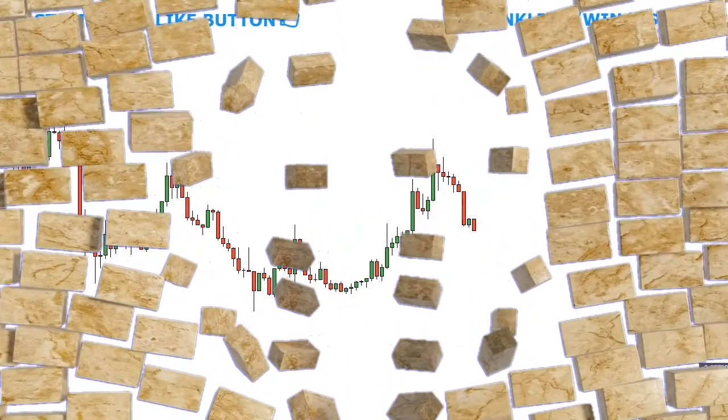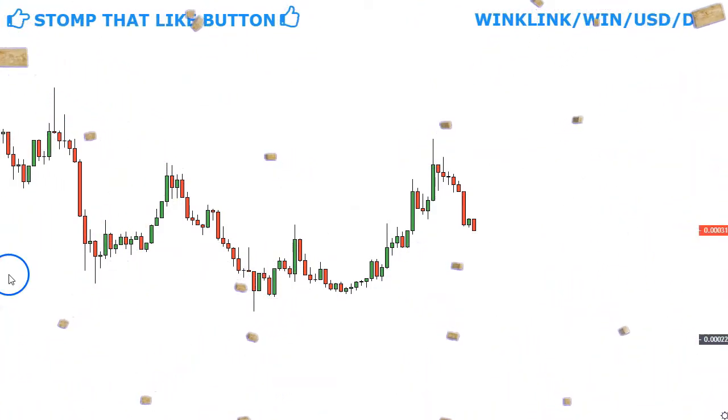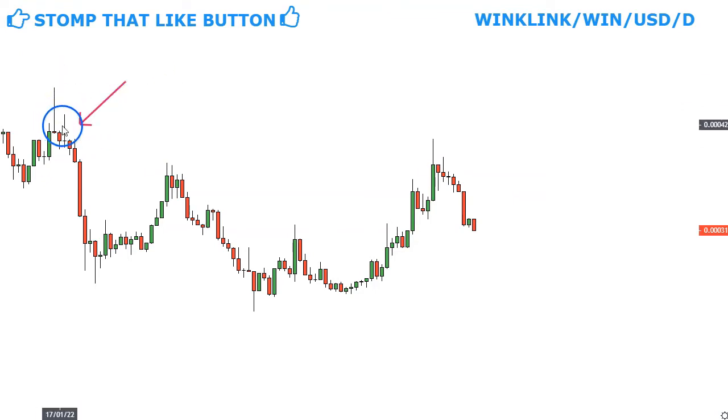Today we are discussing the daily chart of WINkLink versus dollar, and something really is happening that broke your usual downtrend that we were living in for months and months. I'll point out some differences on this naked chart without any lines. Just look at it like this.